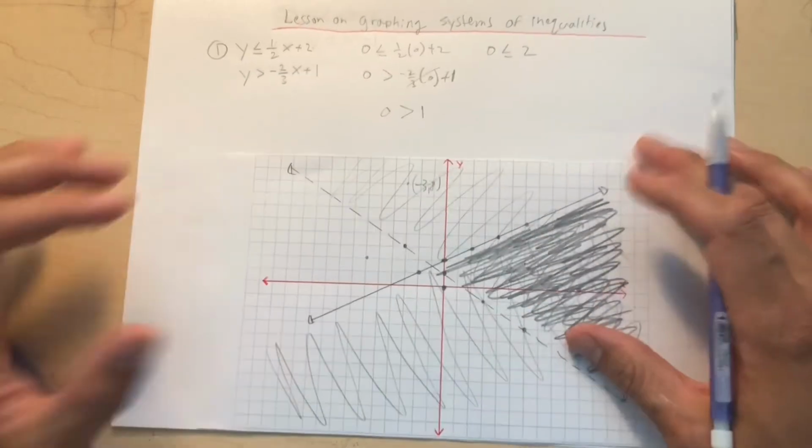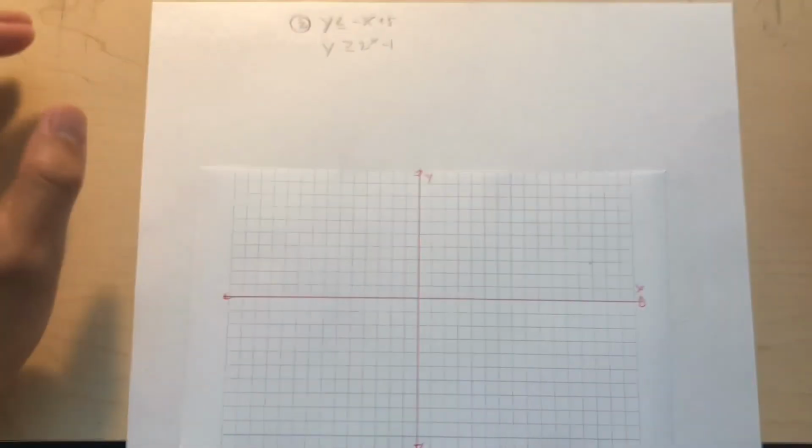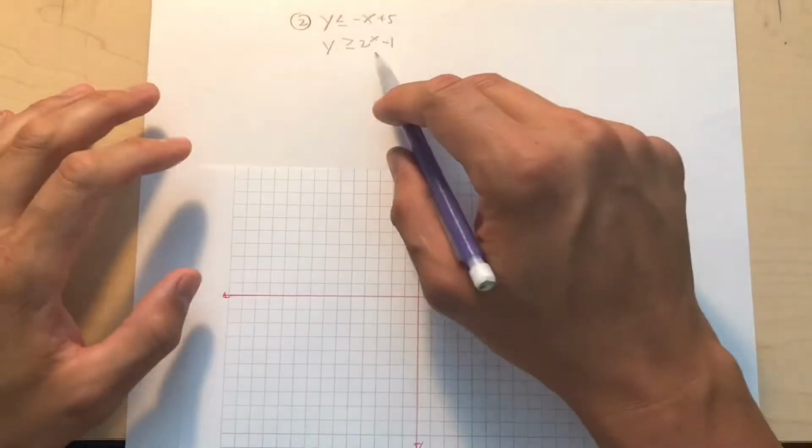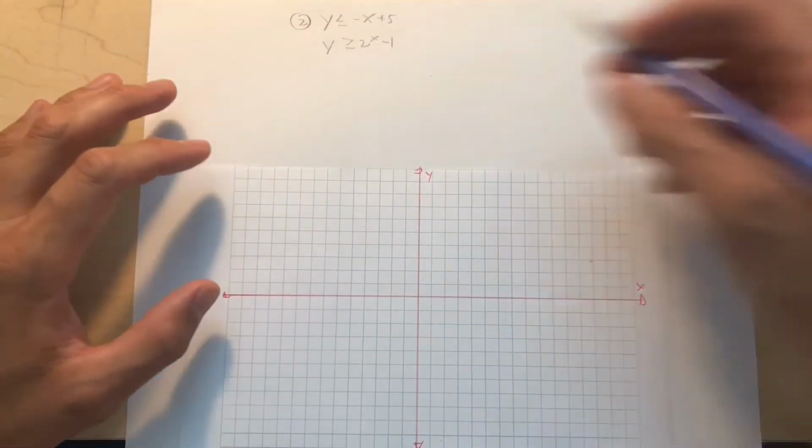So I know that's my answer right there. All right, this is number 2. So again, similar, but this one has an exponential graph. All right, so put a 1 right here.